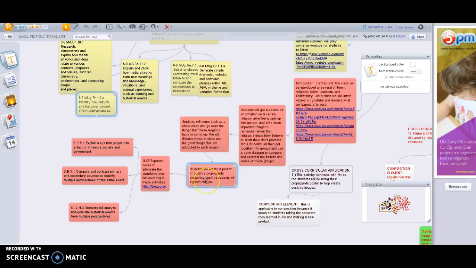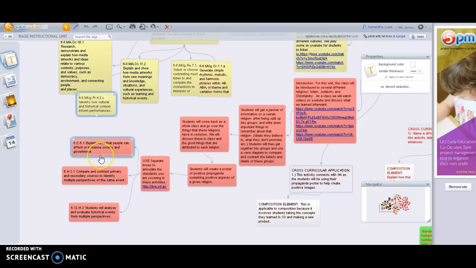And then they will create a poster, a positive propaganda piece, containing positive aspects of a given religion. This goes in with the cross-curricular application because it connects with art, as they're doing a propaganda project for the art portion of this unit. They'll connect that with religion, involving the concept of those moral ideals and how good at the core these religions are, and not how negative we find them a lot of times, or those extremists that exist in them, taking those concepts and making a new product with that art.